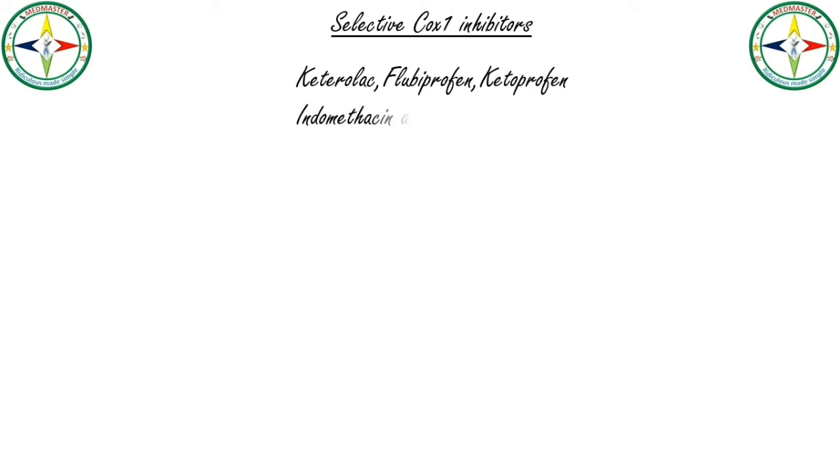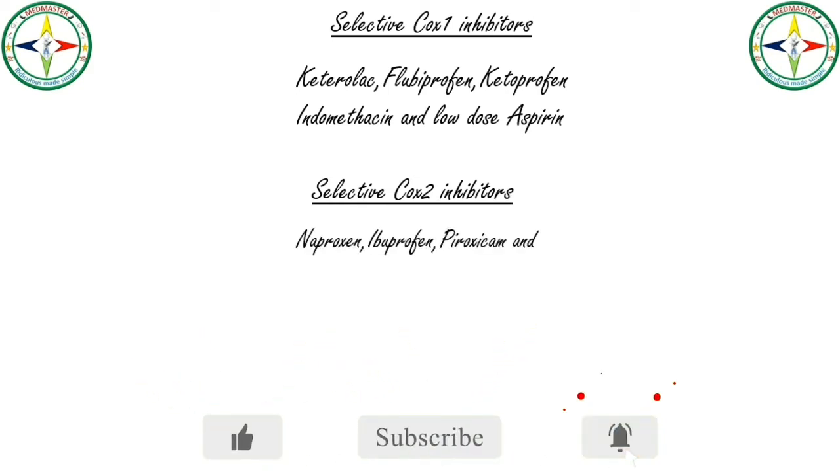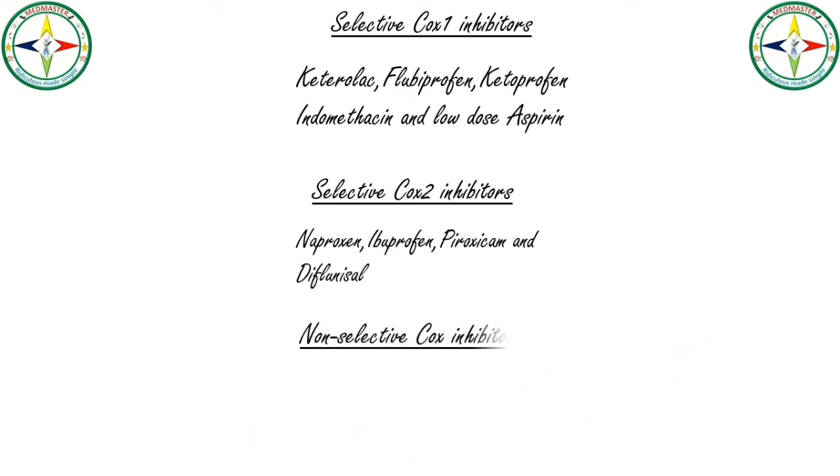Based on selectivity of COX enzymes, NSAIDs can be divided into three groups. Selective COX-1 inhibitors: they are ketorolac, flurbiprofen, ketoprofen, indomethacin, and low-dose aspirin. Selective COX-2 inhibitors: they are naproxen, ibuprofen, piroxicam, and diflunisal. And finally, we have non-selective COX inhibitors: they are meloxicam, diclofenac, celecoxib, and etodolac.